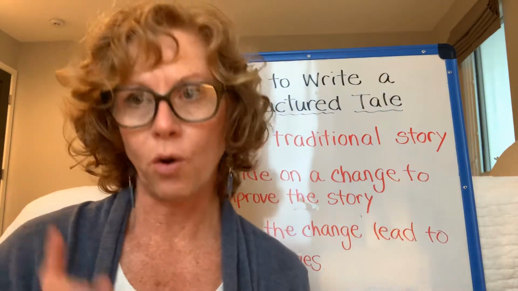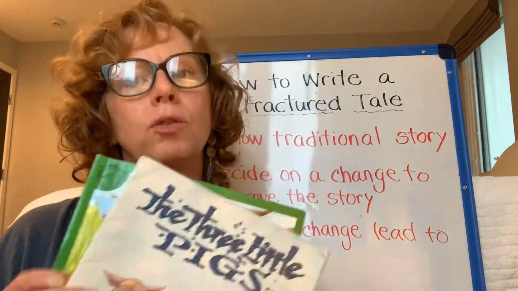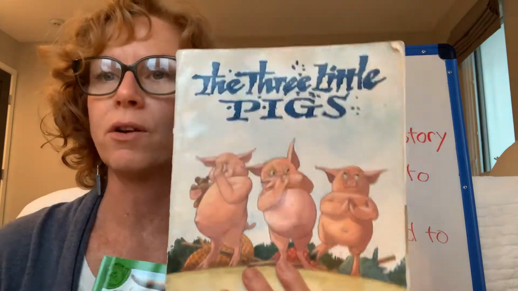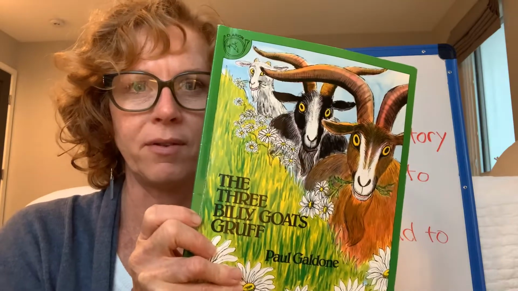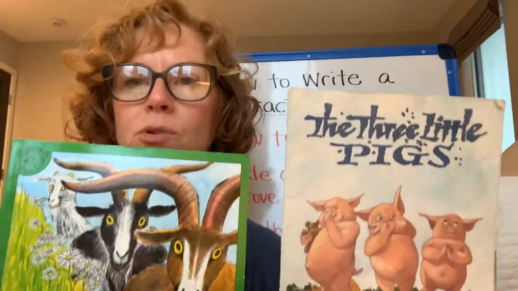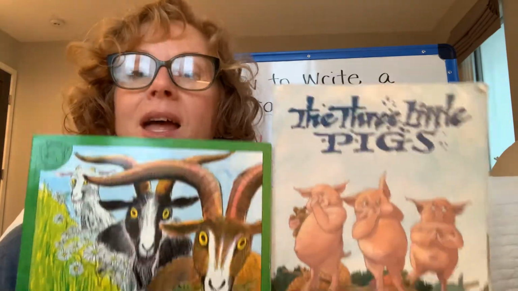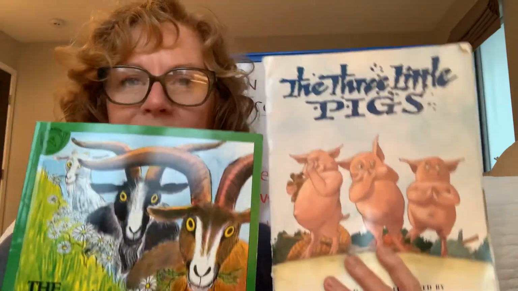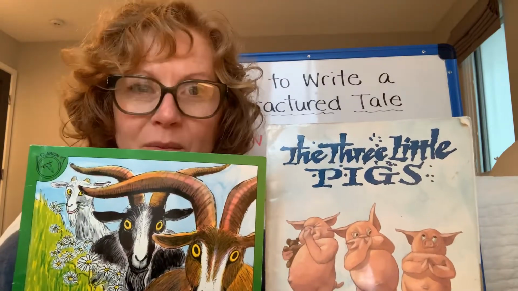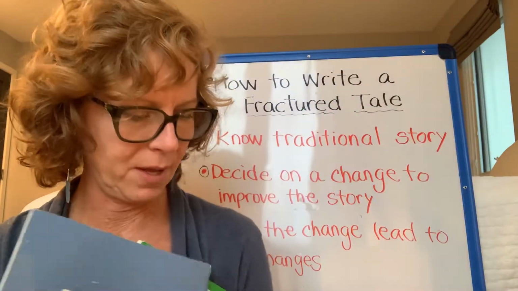So number one, the first thing you're going to do is going to choose a fairy tale. I think these are two good ones to start with. You choose either The Three Little Pigs or choose The Three Billy Goats Gruff. These both have simple stories that'll be easy for you to make a change and get practice. Now, if you write a fractured tale that you love from one of these and you want to do another one, you can. But these two story books are good ones to start with.